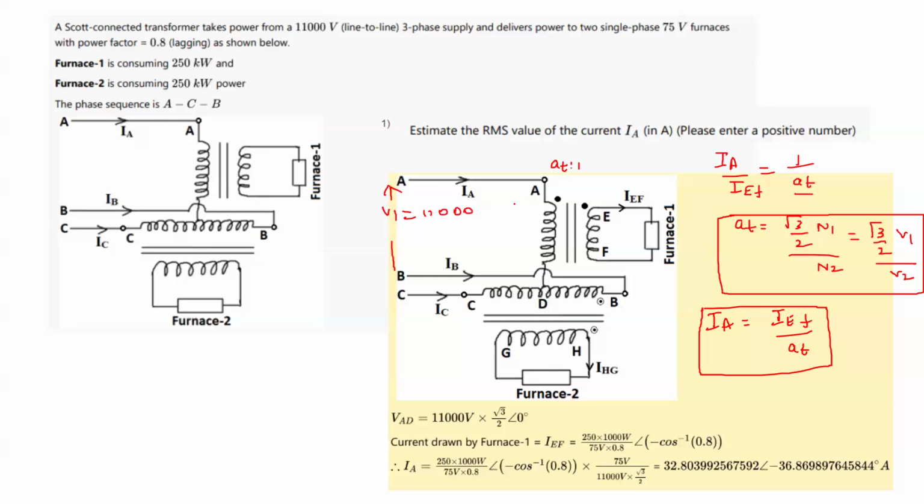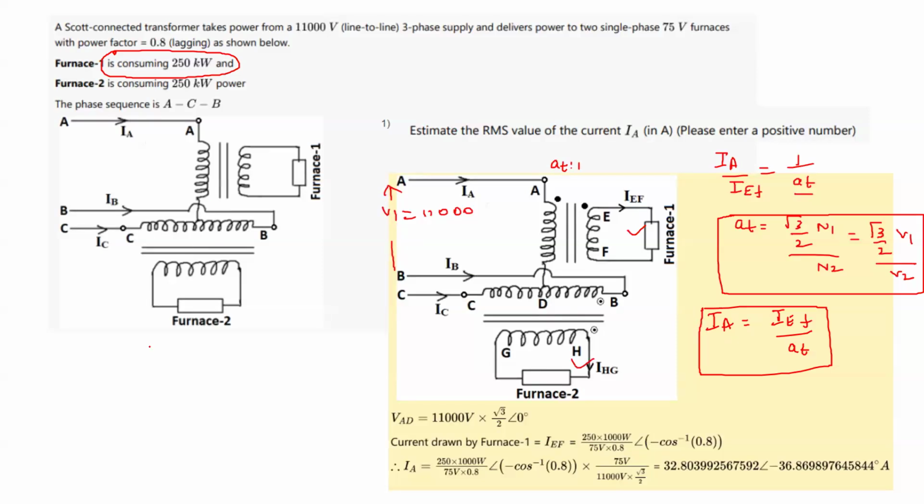So for calculating IF, we have to use this data. They are saying that furnace 1 is consuming 250 kilowatt at 0.8 power factor lagging. And you remember, you can treat this as single phase loads, because as I said, an n phase system is made by n single phase systems, so a two phase system is made by two single phase systems. So you can treat each as single phase.